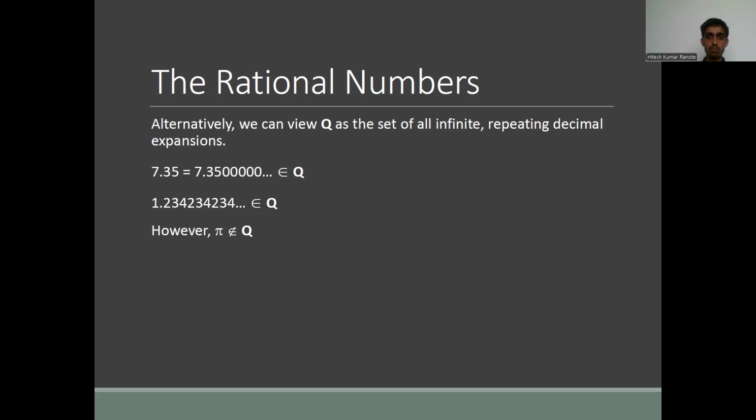Alternatively, the set of rational numbers is the set of all finite or repeating decimal expansions. Like 7.35, which is 7.35000, belongs to the set of rational numbers. 1.234234234 belongs to the set of rational numbers. Pi does not belong to the set of rational numbers.